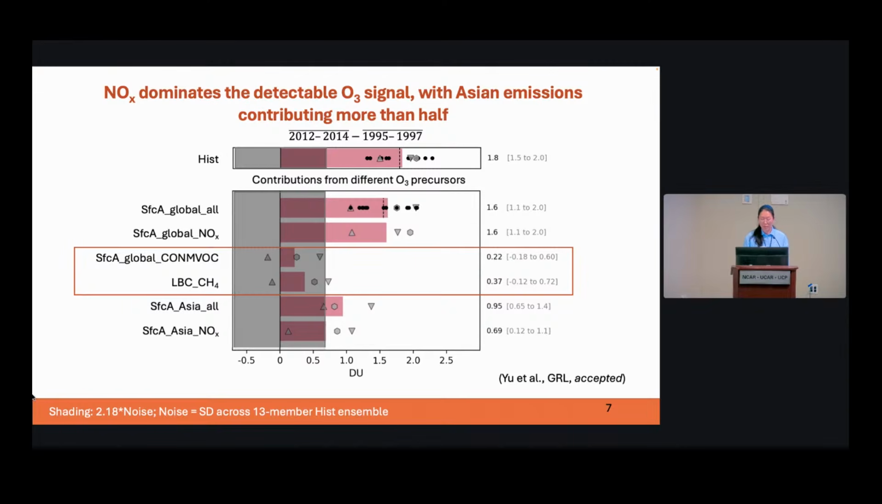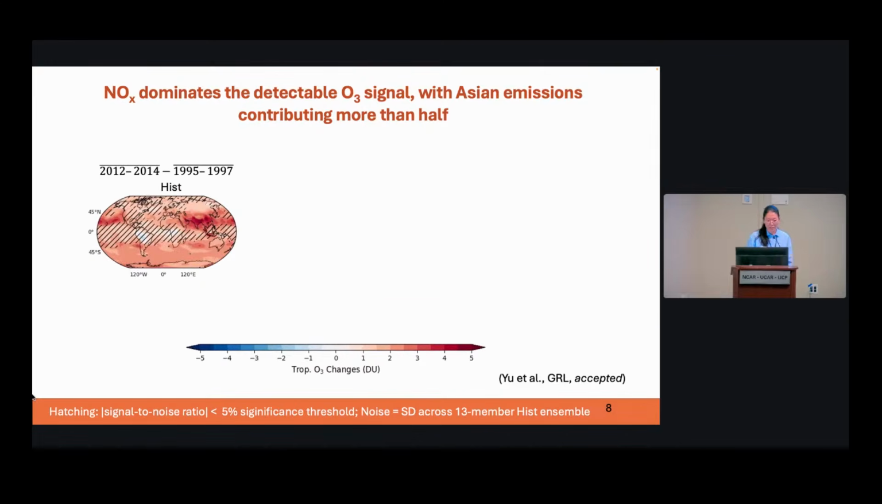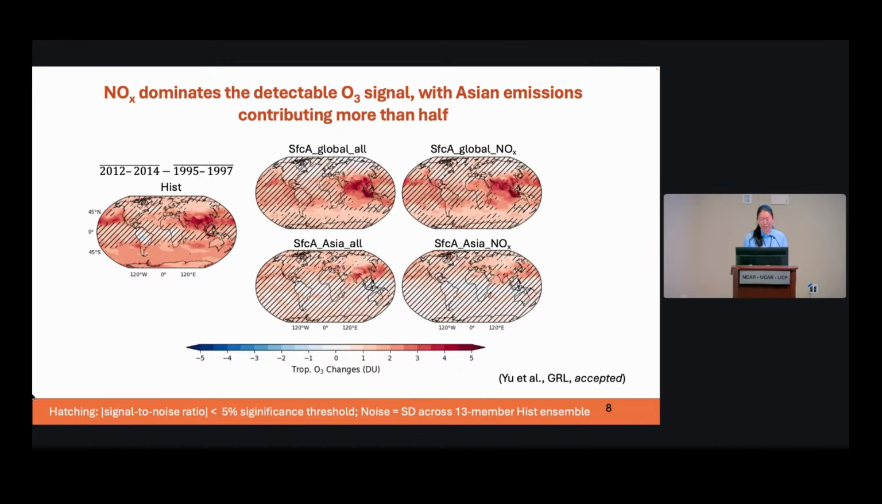So to dig into it further, I just looked at the 4 different forcings for which the signal clearly emerged from the noise, except for the CO plus non-methane VOC and also the rising methane one. So I put that here. Here are the ensemble mean tropospheric ozone increase spatial patterns over this period, and the hatching masks regions where the signal-to-noise is too small, so that the signal is not detectable. And I put the contributions of different ozone precursors on the right.